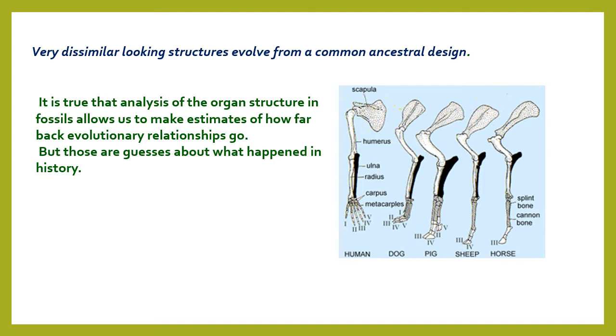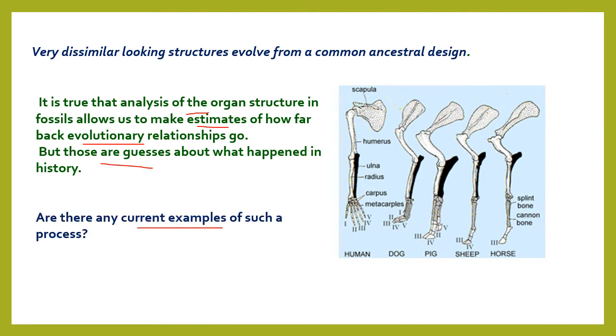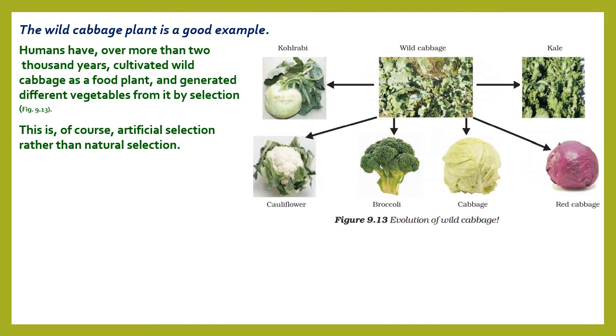Very dissimilar looking structures evolved from a common ancestor's design. Yes, it is true that analysis of the organ structure in fossils allows us to make estimates of how far back evolutionary relationships go. But those are guesses about what happened in history. Are there any current examples of such a process? Here we are taking the current example of the wild cabbage. So this is a good example.